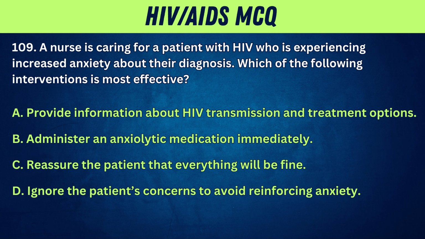109. A nurse is caring for a patient with HIV who is experiencing increased anxiety about their diagnosis. Which of the following interventions is most effective? A. Provide information about HIV transmission and treatment options. B. Administer an anxiolytic medication immediately. C. Reassure the patient that everything will be fine. D. Ignore the patient's concerns to avoid reinforcing anxiety.